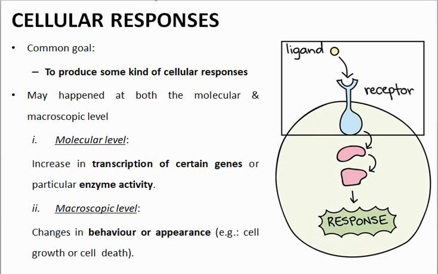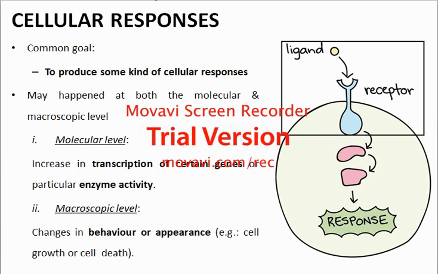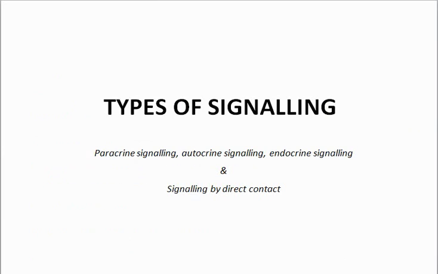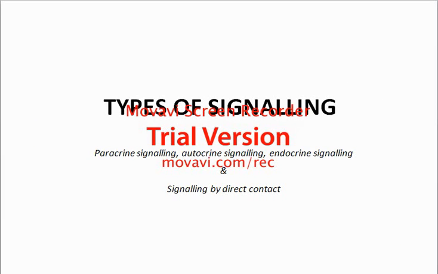Other important large-scale outcomes of cell signaling include cell migration, changes in cell identity, and induction of apoptosis, which is programmed cell death. Next, we go to the types of signaling. There are 4 types of signaling, which are paracrine signaling, autocrine signaling, endocrine signaling, and signaling by direct contact.